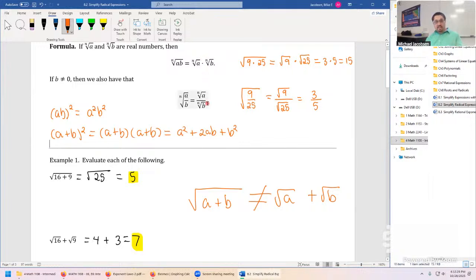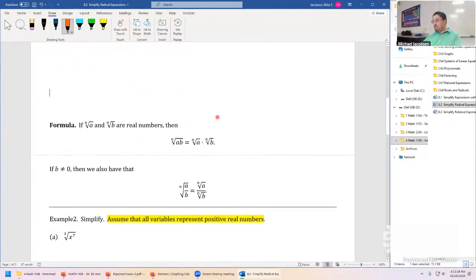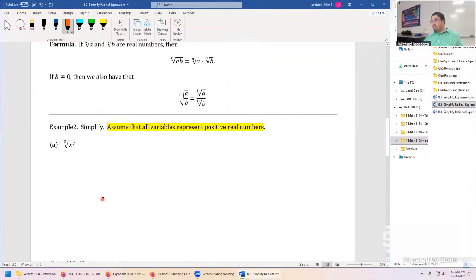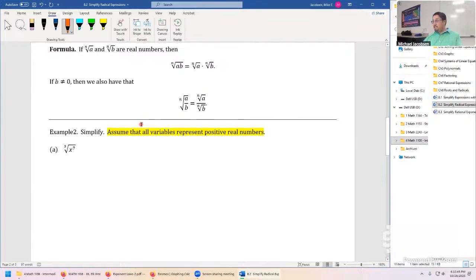So keeping those in mind, here's how the next problems are going to go. Here are the same two formulas again, just for quick reference. In the last section, we had to be kind of careful with whether the index was going to be odd or even. If it was an even index, we had to use absolute values. But we're going to make an assumption just to make the algebra a little bit cleaner. That's pretty common in chapter 8. We're going to assume all variables represent positive real numbers. That means we're not going to have to put absolute values on things like we did in the very last section.